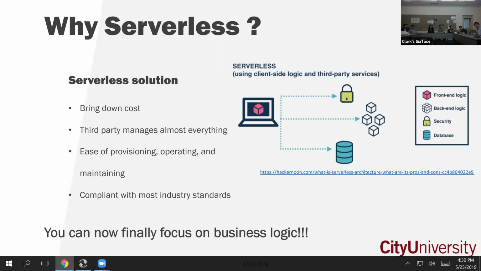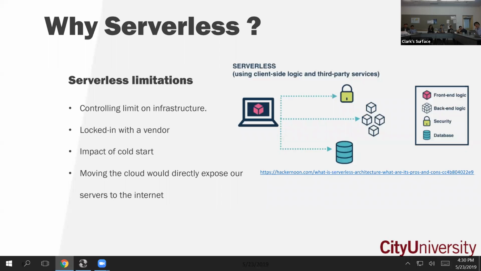So, and with this one, again, serverless is basically managed service. So you have third parties managing those services like Kafka, and other services. I'll look into it. Limitations though, again, controlling limit on infrastructure because this cloud provider sets your limit. But most of them do have this, okay, you can go as high as you want, but again, the cost will be as high as you want.